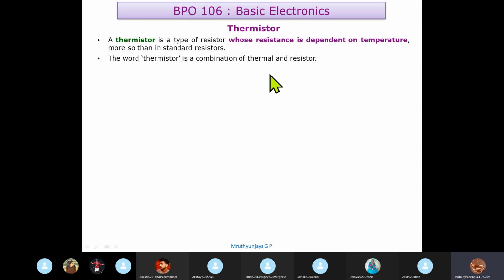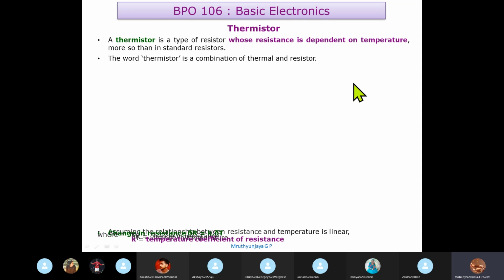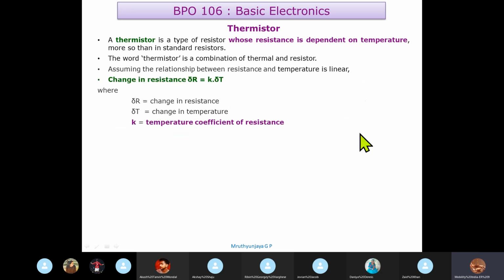The word thermistor is a combination of thermal and resistor, as I have mentioned. A small explanation on this, assuming the relationship between resistance and temperature is linear. It may not be linear every time, but if you assume that it is linear, change in resistance delta R is proportional, I'll put it, as a constant, the temperature coefficient of resistance, K, into delta T. Delta T is change in temperature.